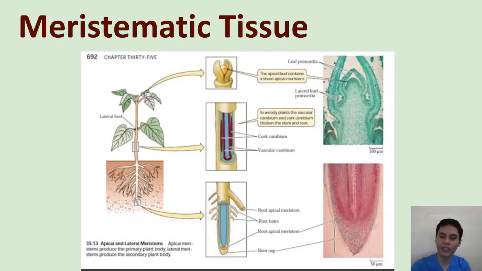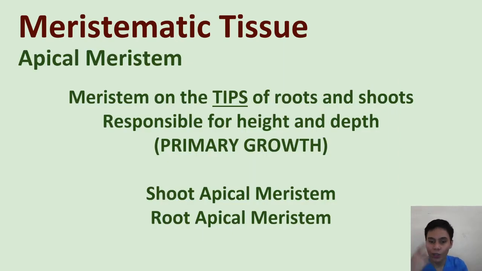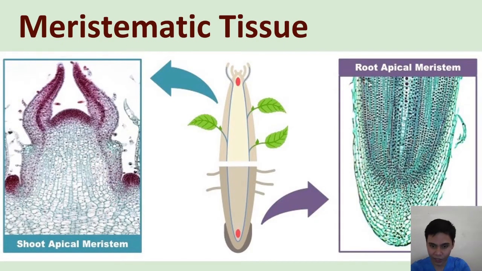Apical meristematic tissue is on the tips of the plant, the tips of the roots and the tips of the shoots. It is for the growth of the plant upwards and downwards. There are two types, shoot and root apical meristem, literally going up or going down. The meristem is on the tips of roots and shoots. They're responsible for what's called primary growth, the height and the depth of the plant. This is the diagram for your root and shoot apical meristems. You can see the micrographs of your shoot and root apical meristems.